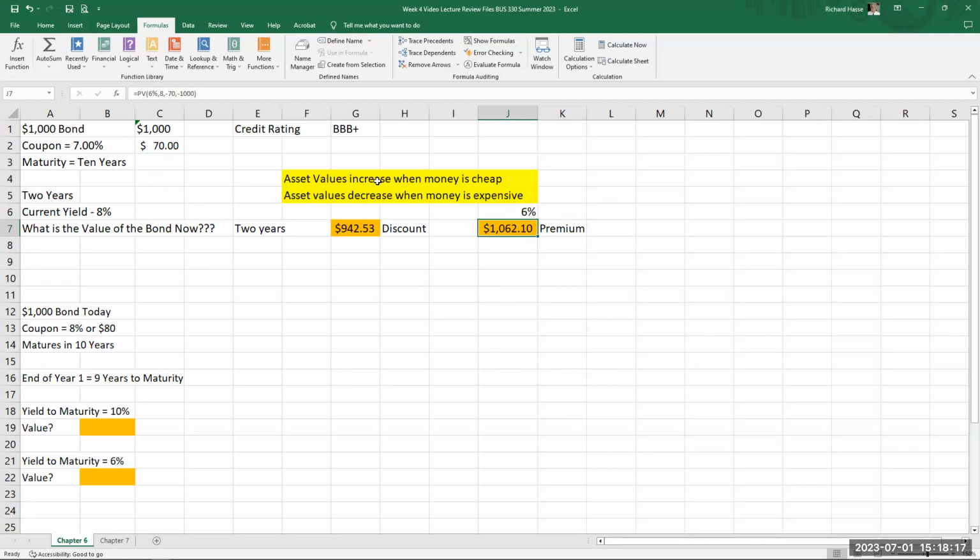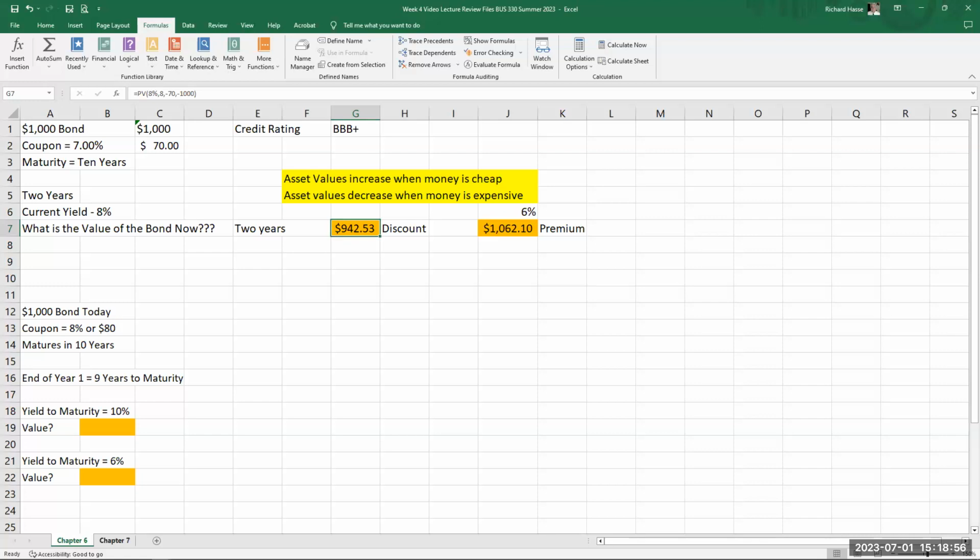Asset values increase when money is cheap. Asset values decrease when money is expensive. In other words, interest rates go down, asset values go up. Interest rates go up, like today, asset values go down. A cardinal discipline or tool in finance is the relationship of interest to fixed debt or fixed instruments. And this is something we'll be seeing a lot of over the remaining half of our class, a key point of bonds.